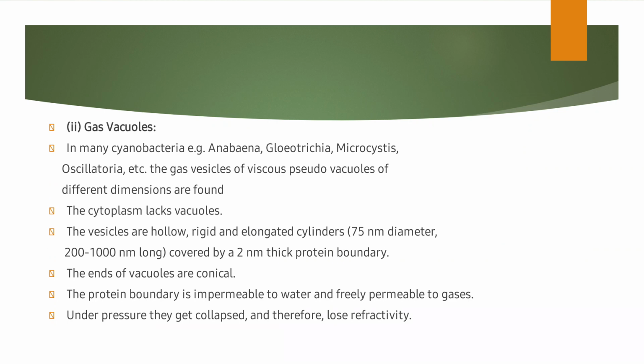Next is about gas vacuoles. In many cyanobacteria, for example Anabaena, Gloeotrichia, Microcystis, Oscillatoria, etc., gas vesicles or pseudovacuoles of different dimensions are found. The cytoplasm lacks true vacuoles. The vesicles are hollow, rigid, and elongated cylinders, 75 nanometer in diameter and 200 to 1000 nanometer long, covered by a 2 nanometer thick protein boundary. The ends of the vacuoles are conical.